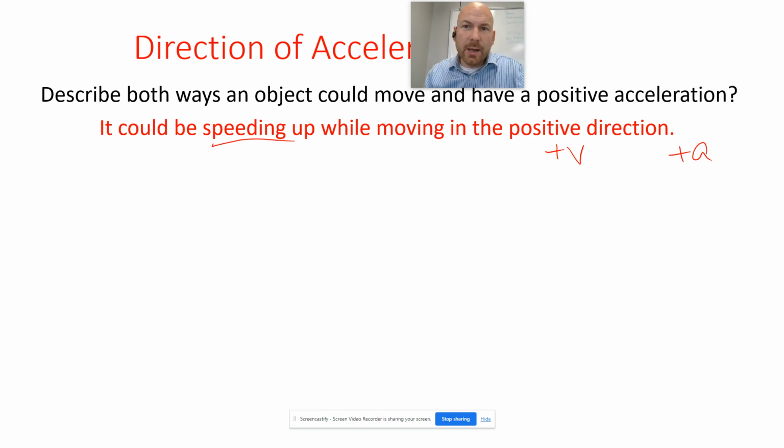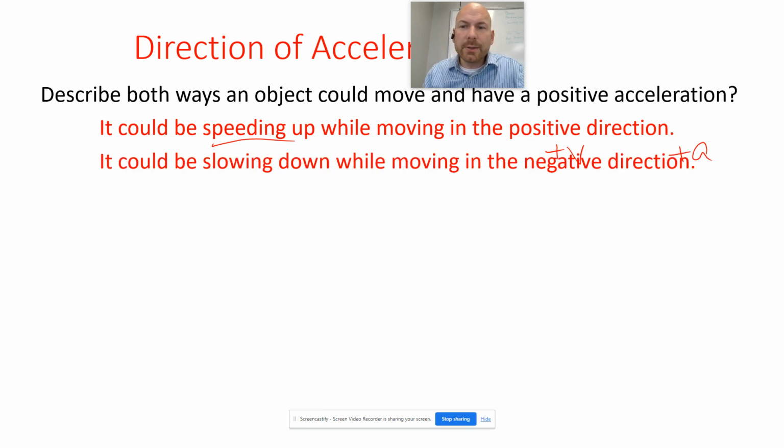The other way that is not quite so intuitive is it could be slowing down while moving in the negative direction. So you're slowing down while moving in the negative direction, so you have a negative velocity. If you're slowing down, the sign of acceleration is opposite of velocity, so you'd have a positive acceleration, both of which would be a positive acceleration.